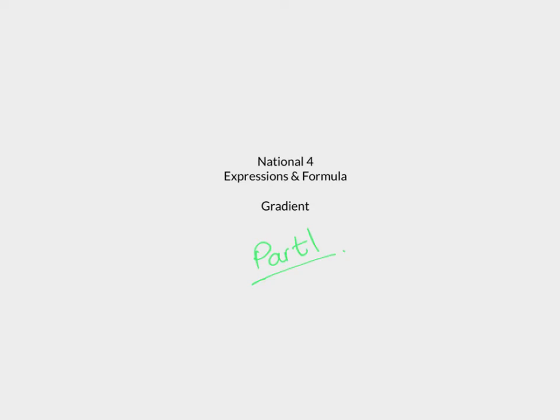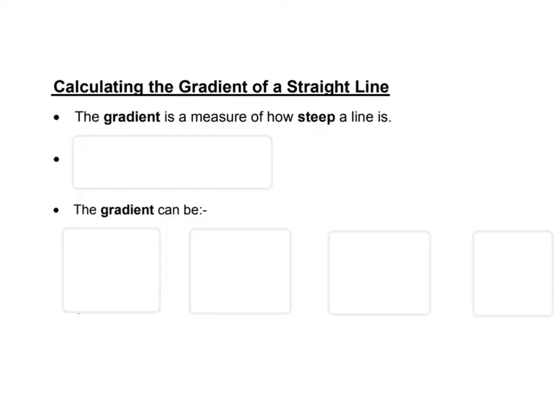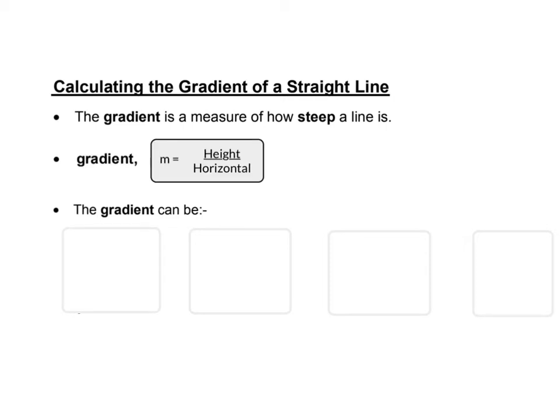Today we're going to look at finding the gradient. Gradient is a measure of how steep a line is. The gradient has the formula m equals height divided by horizontal.